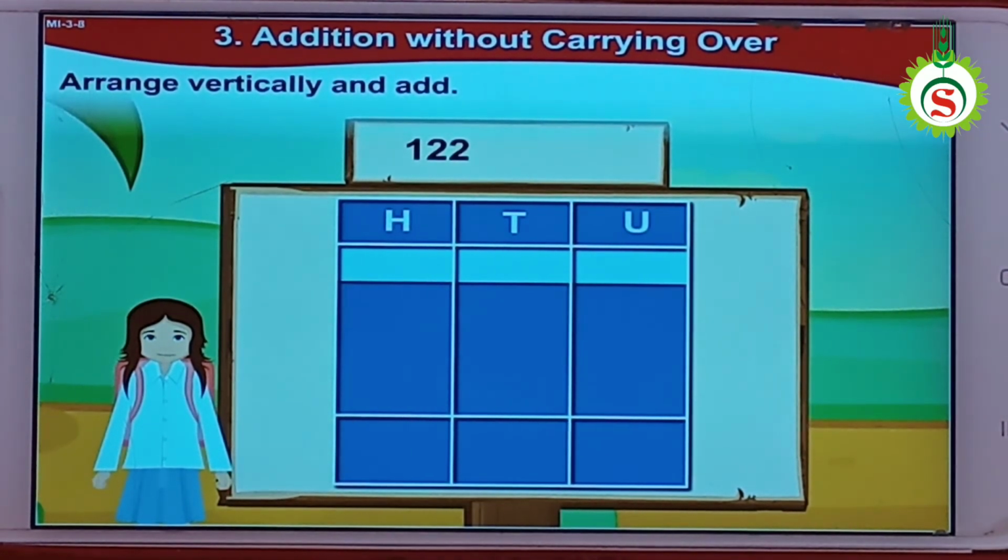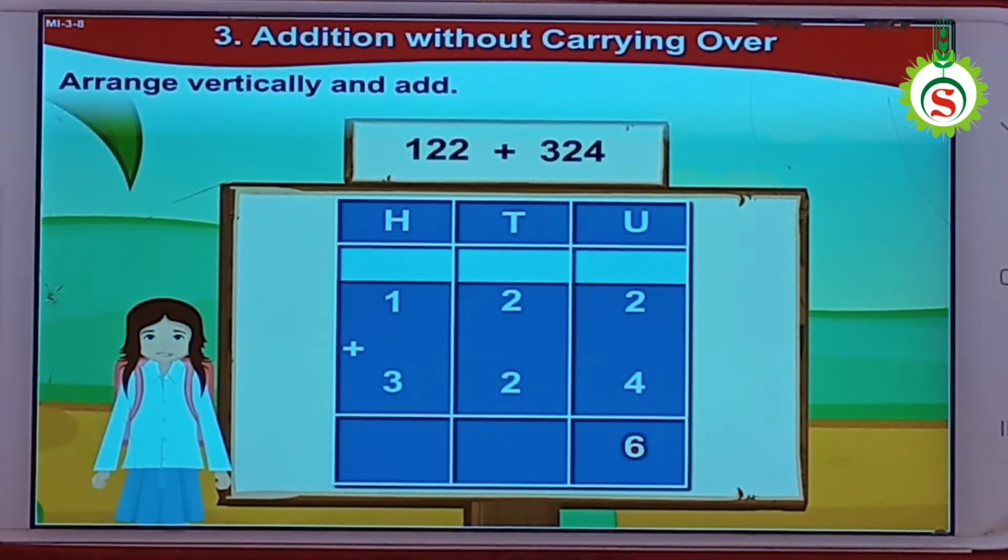And 122 plus 324. Let us begin our addition. For that, first we'll arrange them vertically and write HTU. 122 would be 100, 2 tens, 2 units plus 324 would be 300, 2 tens, 4 units. Now 2 units plus 4 units is 6 units. 2 tens plus 2 tens is 4 tens. 100 plus 300 is 400. Which means the answer is 400, 4 tens, 6 units, that is 446.